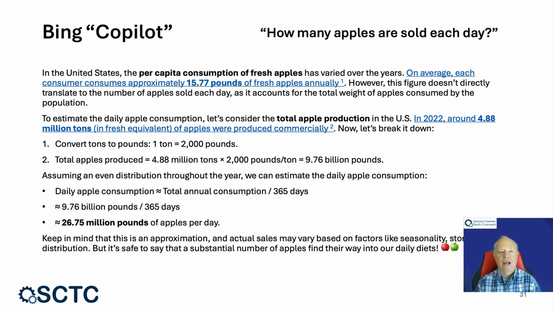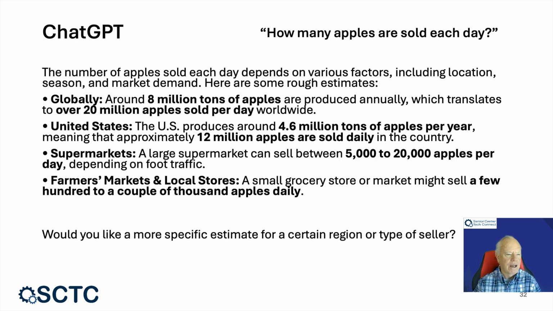I did the same thing with ChatGPT, how many apples are sold. I would hope that these answers would be similar. ChatGPT will give you the web pages at the end of its response, I don't have them here. So it will tell you where it found the answers. Notice at the end, ChatGPT always does this. It always follows up. Would you like a more specific estimate? It will ask you a question that presumably will aid you in narrowing down the results that you wanted.